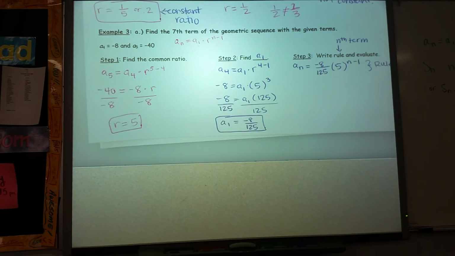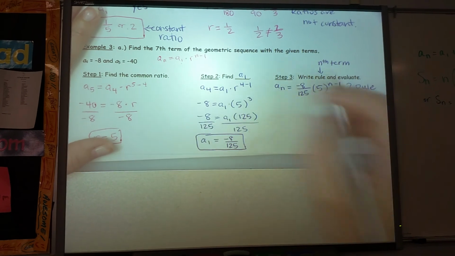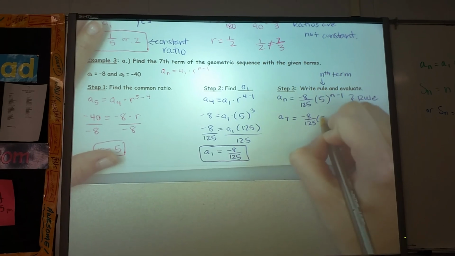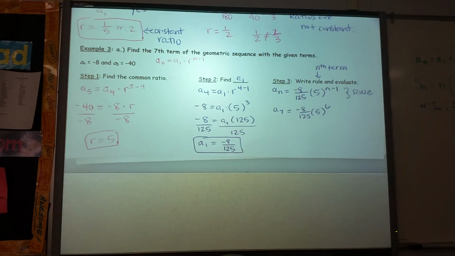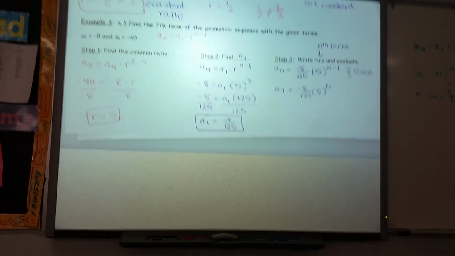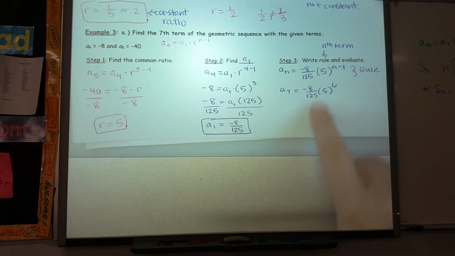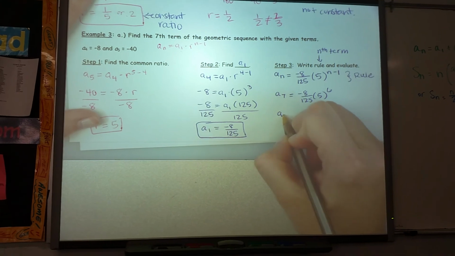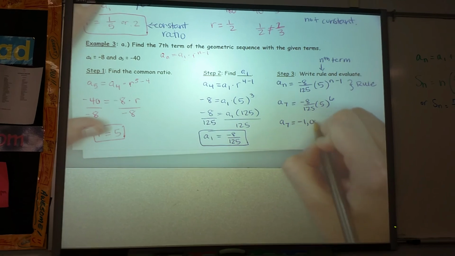And then I can just evaluate for what I'm trying to find. So I'm trying to find the 7th term. So I'm gonna do a sub 7. And 7 minus 1 is 6. Okay, and you can put this in parentheses, negative 8 divided by 125, and then times 5 to the 6th power. You can also do 5 to the 6th times negative 8 and divide by 125. Okay, so check to make sure you can get the same answer that I do, which should be negative 1,000.